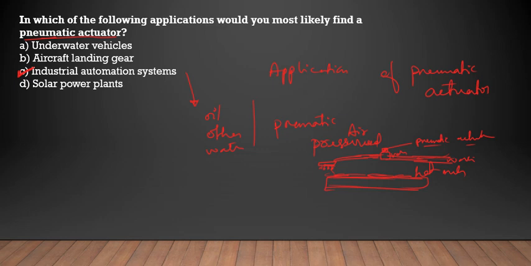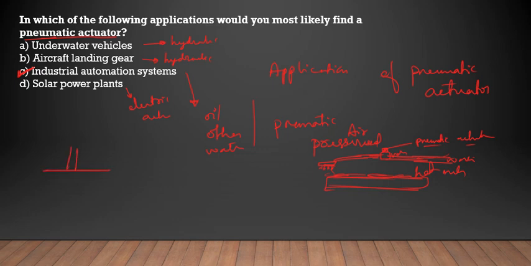Whereas aircraft landing gears are hydraulic. Remember, these are all hydraulic, by oil. And underwater vehicles are also hydraulic. Solar power plants are all driven by electric actuators. You can ask, sir, what will be there in the solar panel to move the actuators? Just you need to move the solar panel's tilting position.